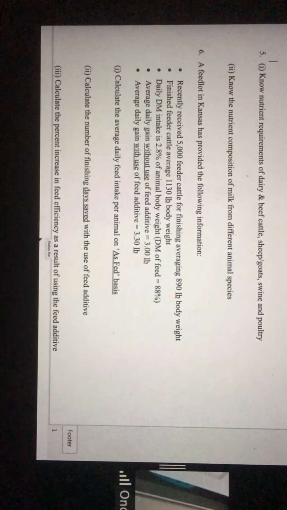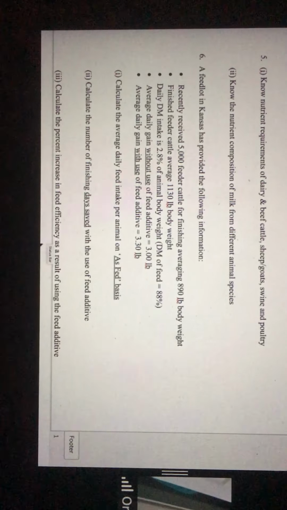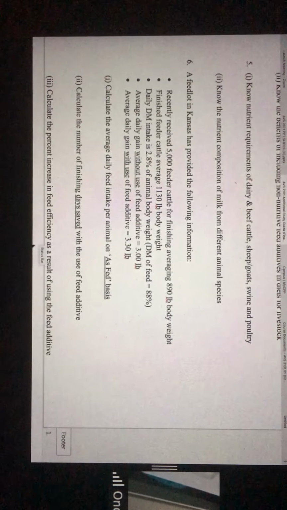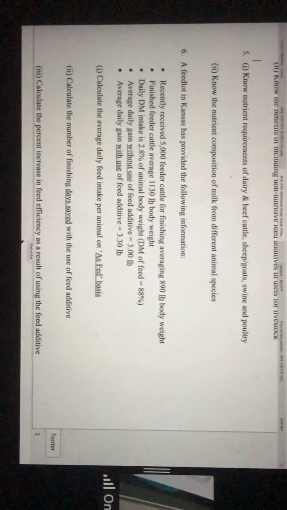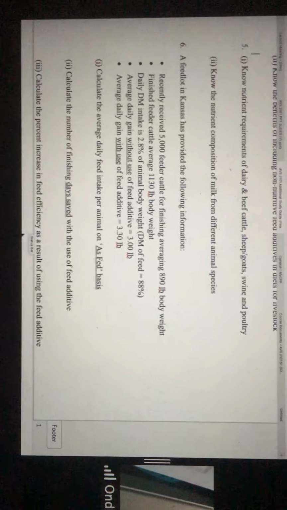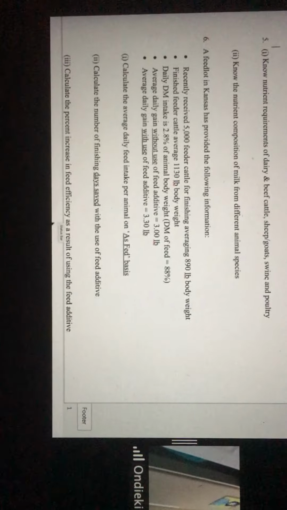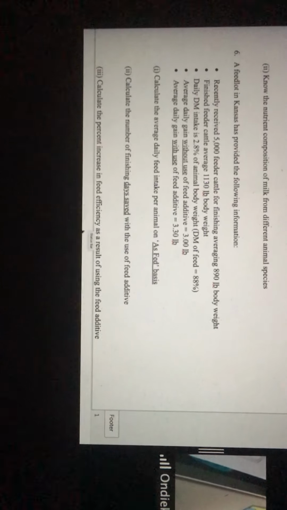So in this case, this feedlot received 5,000 head of feeder cattle, average body weight 80-90 pounds at the point of receiving them. The finishing weight, or the target weight, is 1130 pounds of body weight. That means they will be there shortly and will be ready for slaughter. Daily dry matter intake is about 2.8% of animal body weight, and the dry matter of that feed is 88%, right?